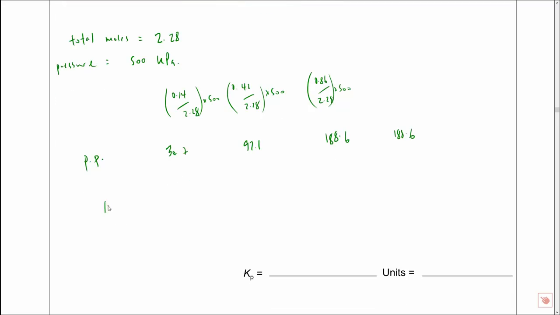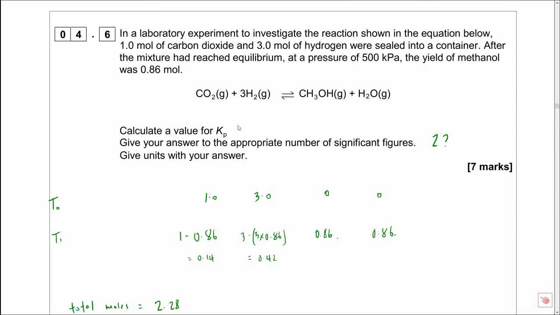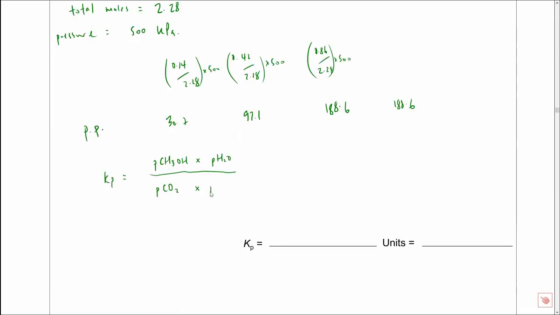Now, finally, we need to do our equilibrium expression. We need to obviously put those numbers in. So Kp is going to be equal to PCH3OH multiplied by PH2O, divided by PCO2. Careful of the 3H2 there. It's going to obviously be cubed. Put our numbers in. Oh, dearie me. Essentially, it's going to be 188.6 squared because it's the same number, divided by 30.7 times 92.1 cubed.